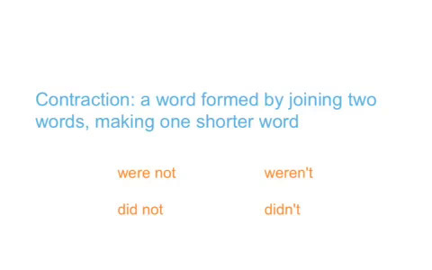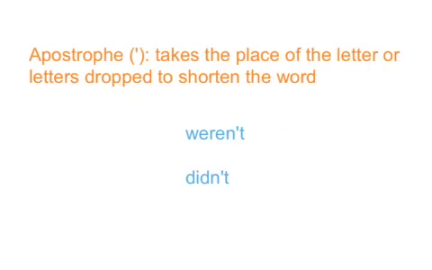Again, a contraction is a word formed by joining two words, making one shorter word. Were not became weren't, and did not became didn't. An apostrophe is a punctuation mark that takes the place of the letter or letters dropped to shorten the word. So in the word weren't, we dropped the O of not and replaced it with an apostrophe. In didn't, we also dropped the O and again replaced it with an apostrophe.